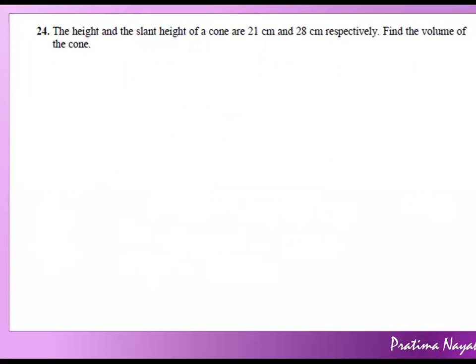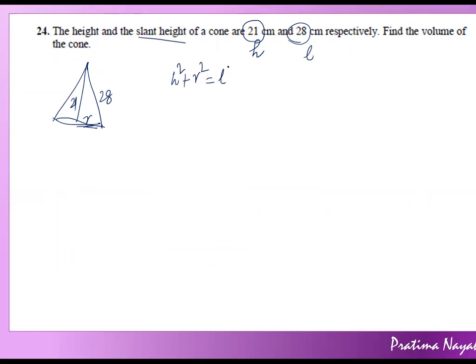Next: the height and slant height of a cone are 21 centimeter and 28 centimeter. Find the volume of the cone. Again, the slant height is given. So slant height means L is given, height H is given, 21. This is 28. So you have to get R. You will apply the Pythagoras theorem. So H square plus R square is equal to L square. I am writing the formula here. In the examination, no need of writing. You can directly put 21 square plus R square is equal to 28 square.